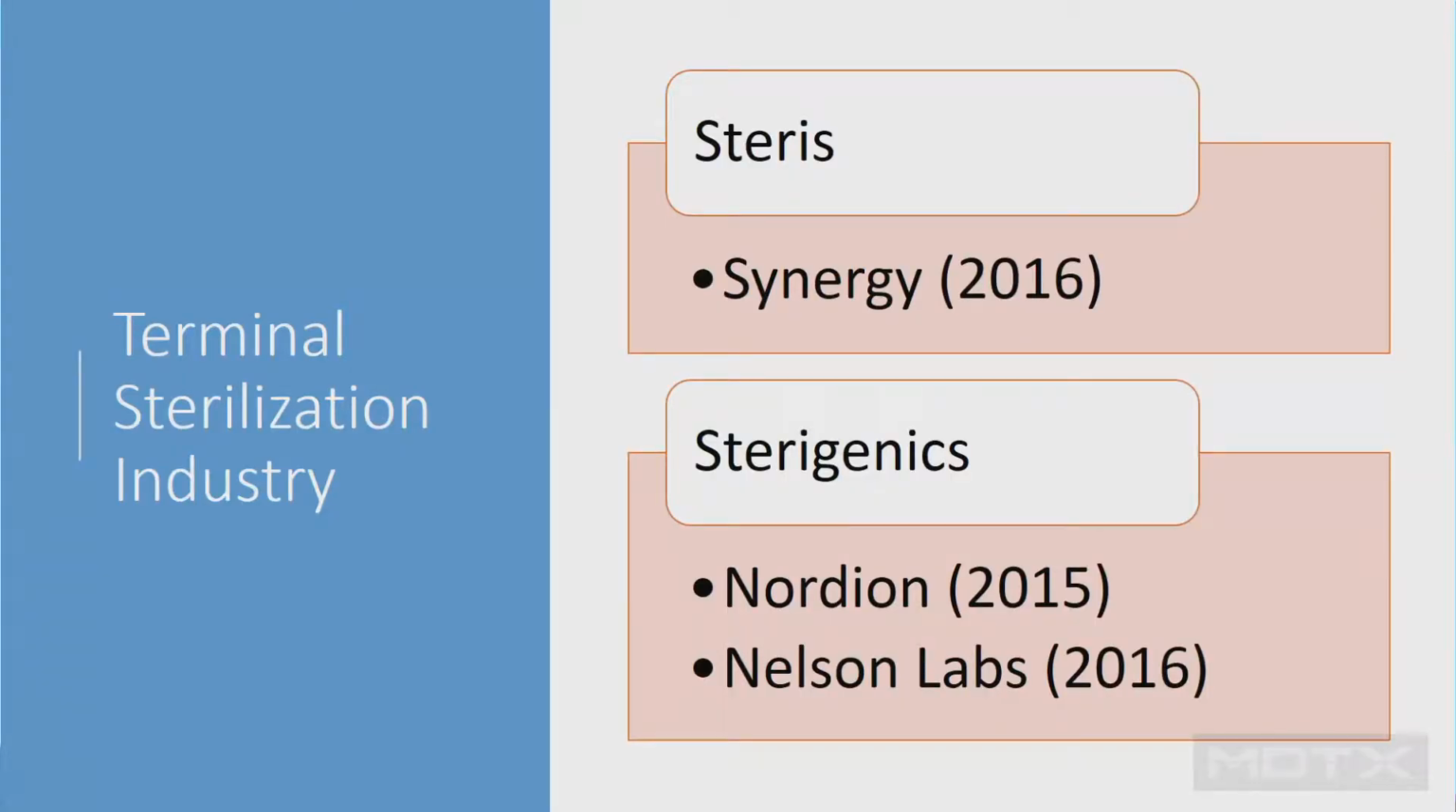Sterigenics made some notable acquisitions, such as Nordion in 2015, and Nordion is the sole supplier of cobalt-60 to the gamma irradiation sterilization industry, which in the Western Hemisphere has only two players, Steris and Sterigenics. So they purchased Nordion in 2015. So basically, Steris has to purchase cobalt-60 from its arch rival, Sterigenics.